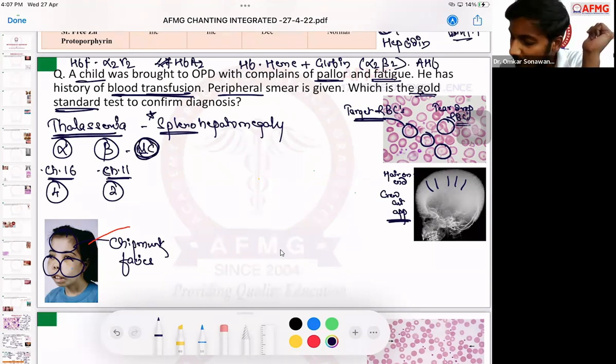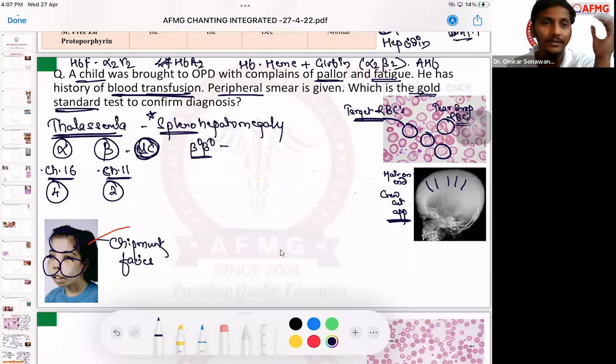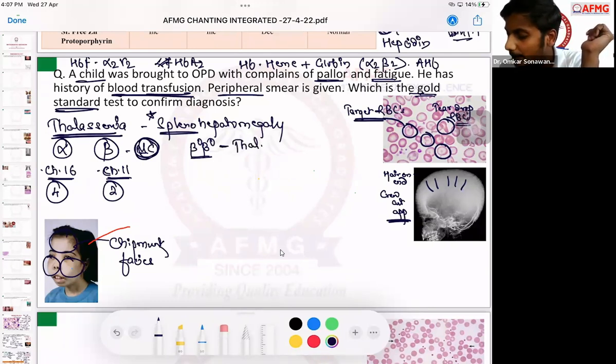If both the beta globin genes are absent, that means there would be 0% production of beta globin chains. So this is called thalassemia major.